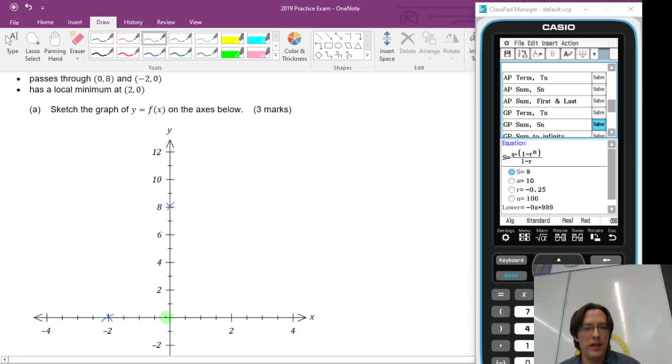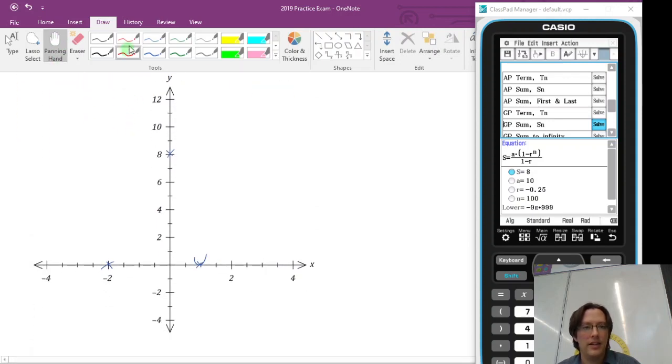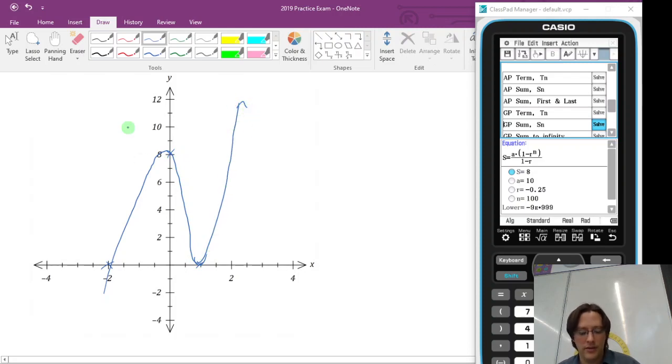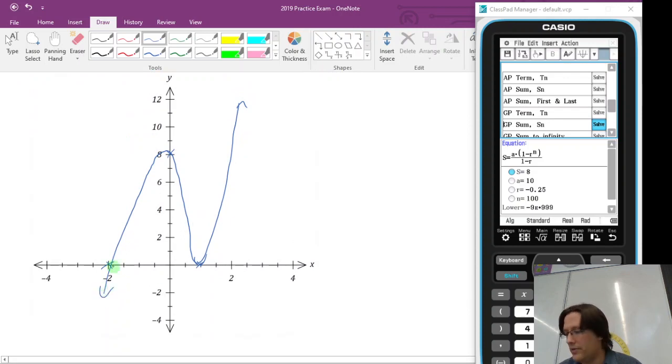It has a local minimum at 2, 0. That's a local minimum, which means it's going to be a little curve like that. If we want to sketch that, that is basically all we need to do. We've got those three points there. We don't know where it actually maximizes, but we don't care because we don't have that data yet. This is worth 3 marks. It's just making sure we understand what's going on there.